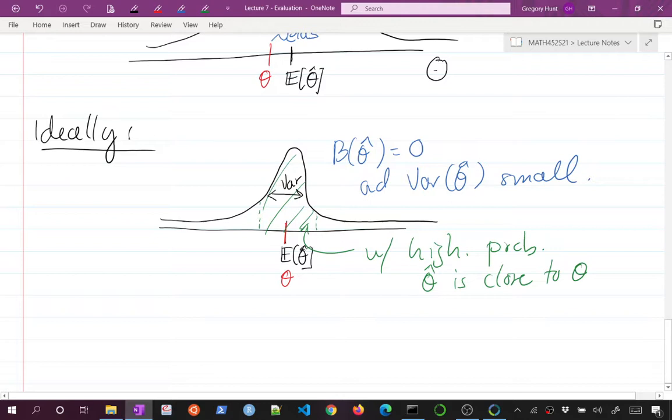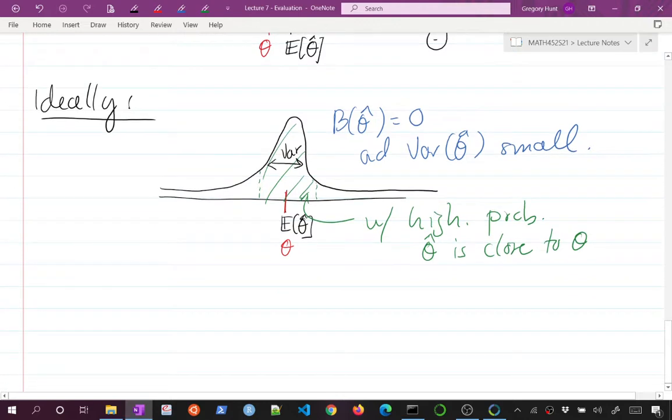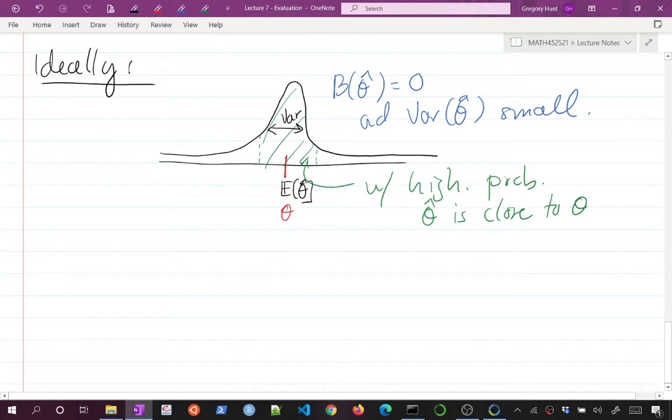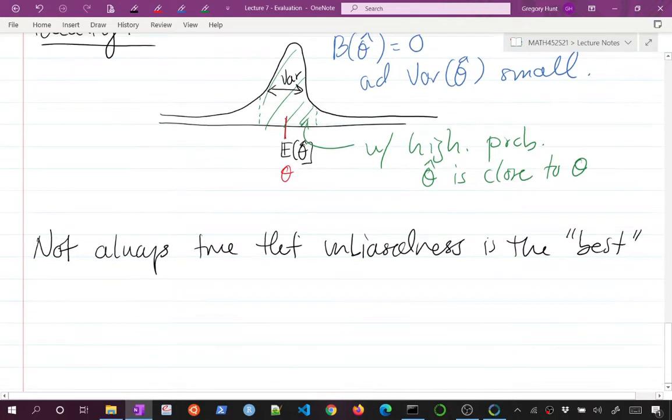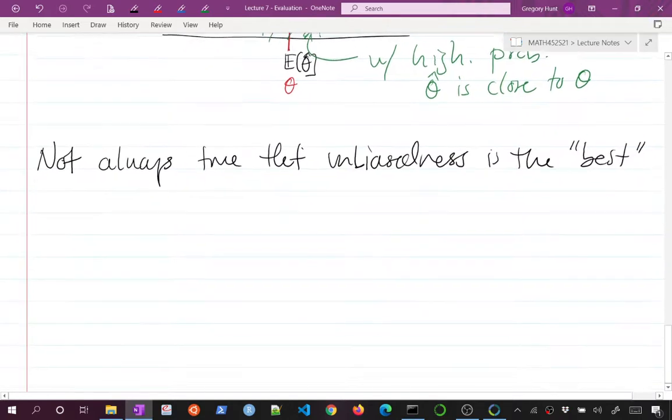So that's one situation, and that's kind of the ideal situation. But of course, you could have many other situations, and it's not always true that having an unbiased estimator, having zero bias, is the best. It's not always true that unbiasedness is the best thing. People get a little bit obsessed with this word unbiased. It's a nice property if you can get it, but sometimes it's worth a trade-off.